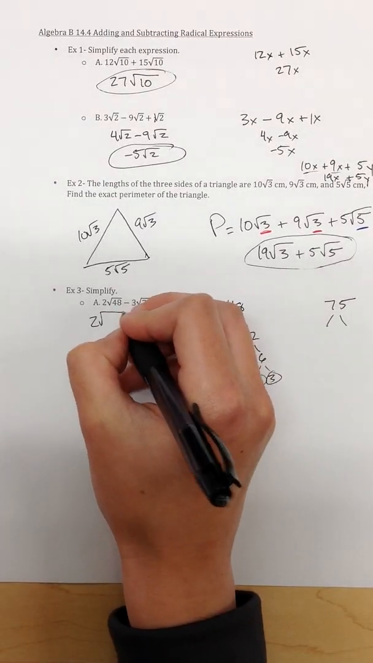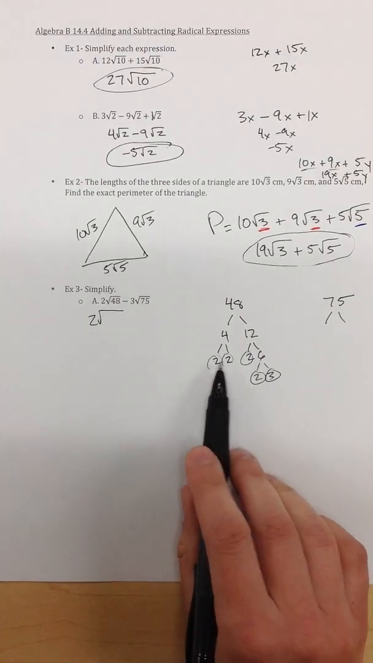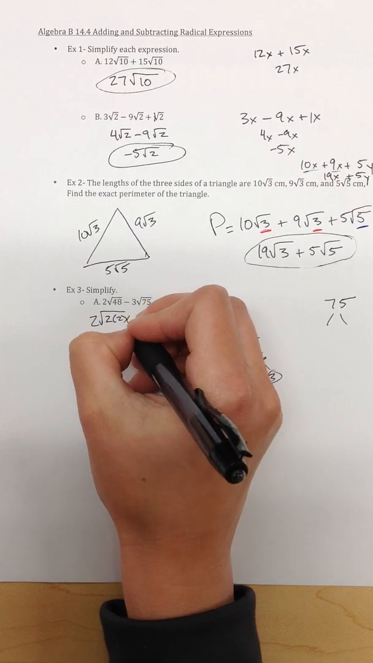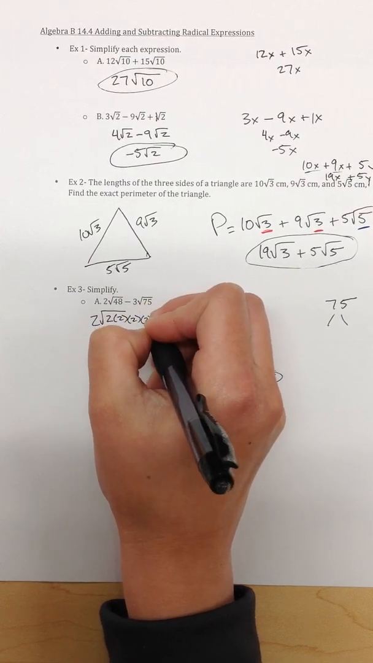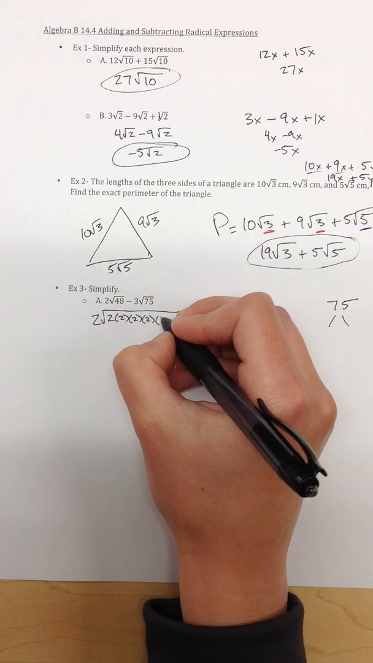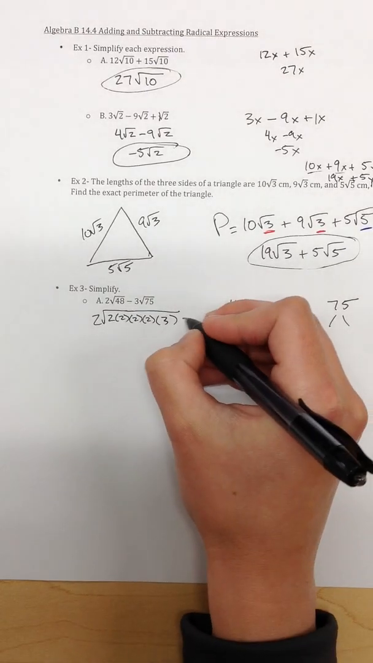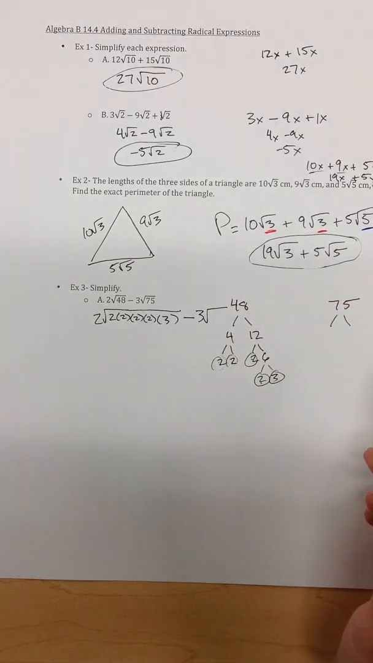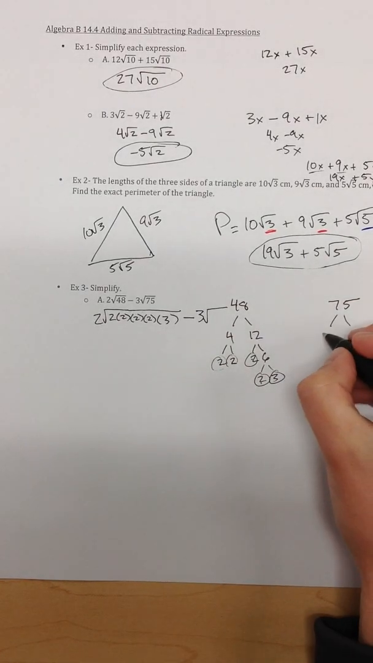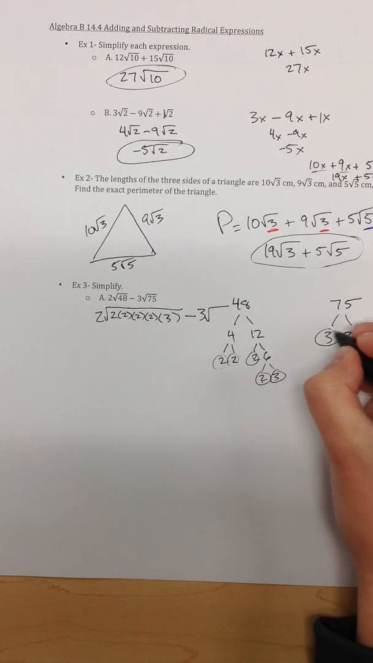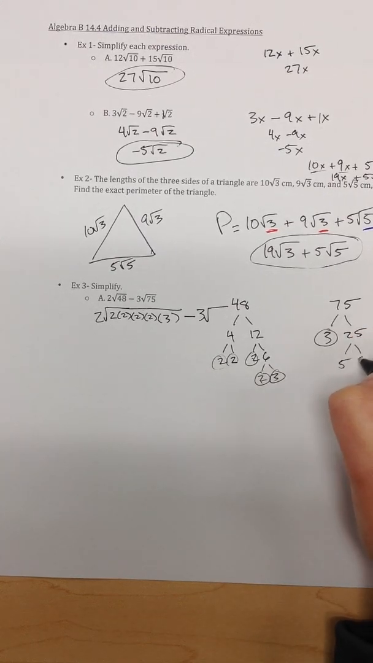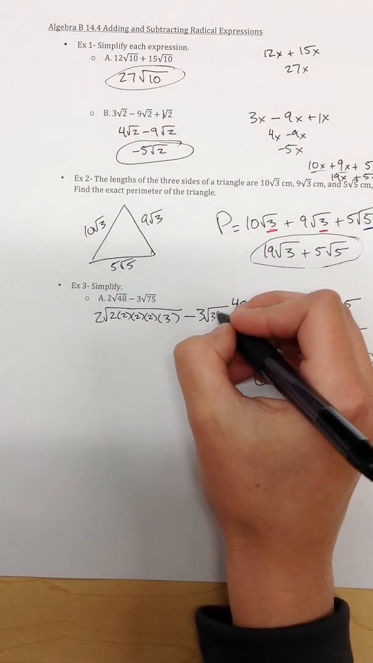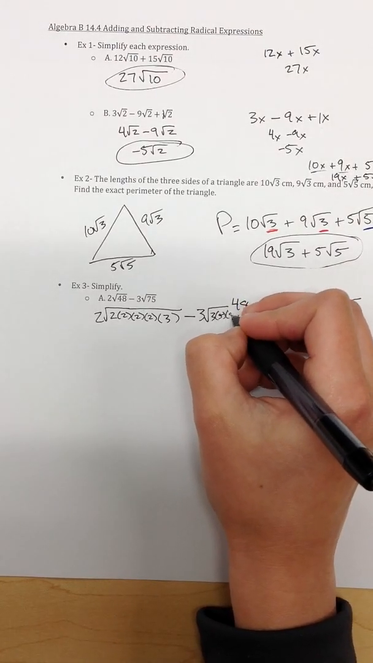So 2 times the square root, instead of 48, I'm going to put 1, 2, 3, 4 2's. So 2 times 2 times 2 times 2 times 3, 1 3 in there, minus, might run out of room here, 3 times the square root of, and then my 75, I'm going to break down, let's go 3 and 25, and then 25 can go into 5 and 5. So there's only 3 prime numbers for that one, so we'd have 3 times 5 times 5.